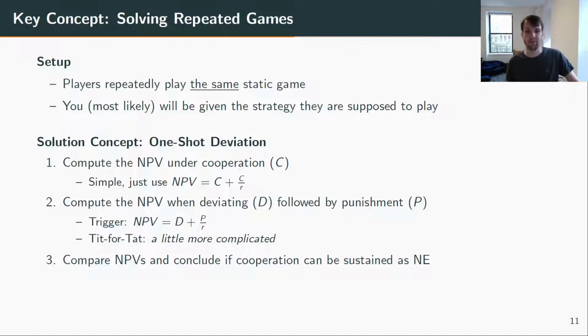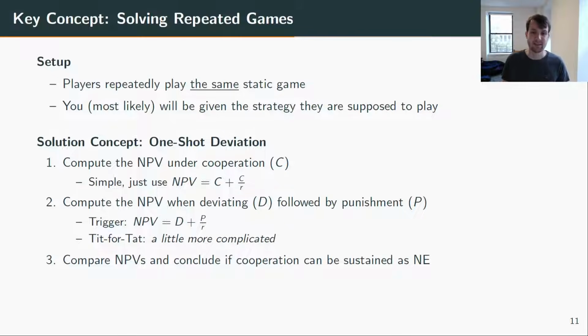So we're going to compute the NPV under cooperation. It's usually very simple. We have this cooperation payoff C. You get C today and then an infinite series of C's. And then we have to compute the payoff when deviating. When deviating, we usually get a higher payoff today, D, that's usually greater than C. But then we're punished. So we get D today, and we're going to be punished by P tomorrow, and that we're going to discount by R, and that's our net present value.